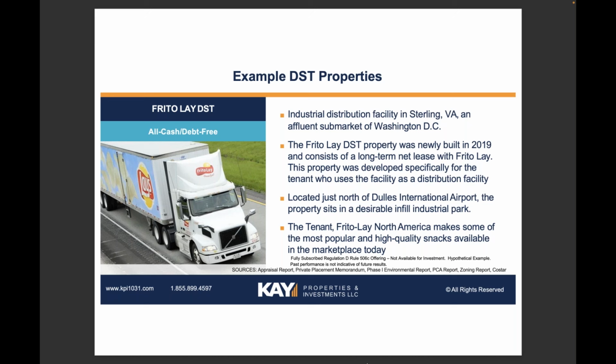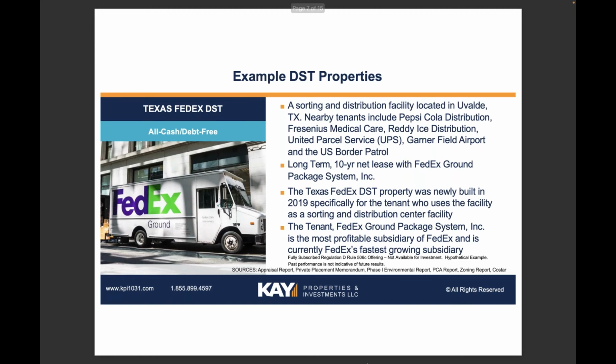This was a couple of years ago, before it was as sought after as it is today in 2023, but 2019 debt-free industrial distribution facility. The next one is a FedEx Ground industrial distribution facility in Uvalde, Texas. This was a debt-free offering as well. A long-term 10-year net lease with FedEx Ground Package System, Inc. Again, the property being debt-free is for investors that are looking to mitigate risk. They don't want the risk of a lender foreclosure or potential cash flow sweeps by a lender.